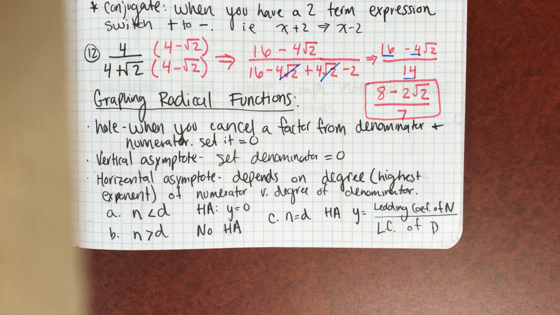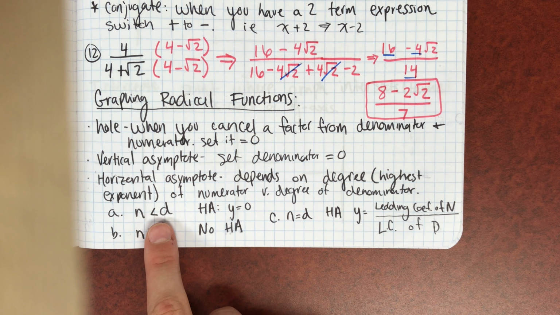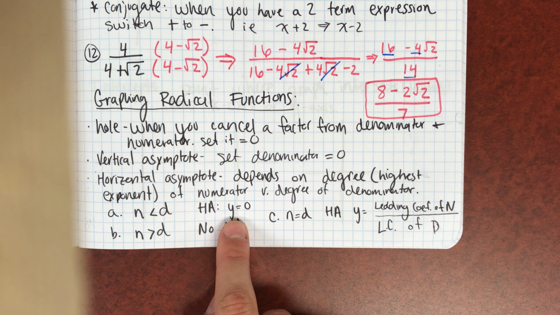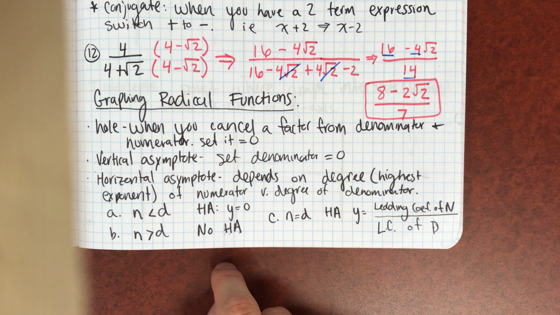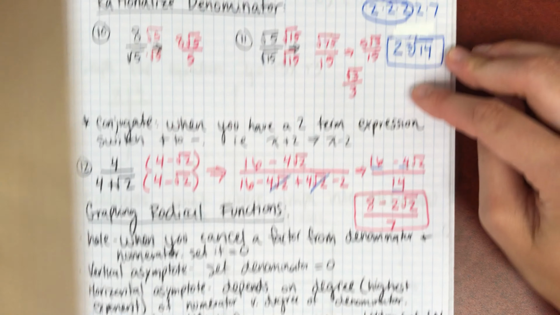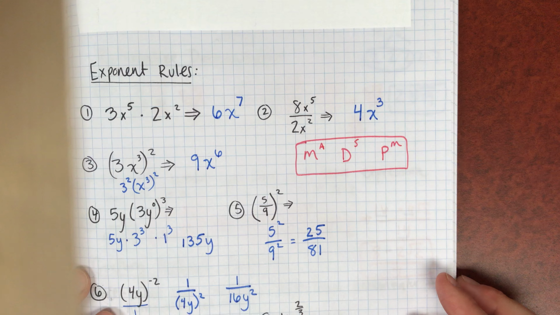Horizontal asymptotes is where things get a little tricky. It's always our numerator degree versus our denominator degree. So if the numerator is less than the denominator, your horizontal asymptote is 0, y equals 0. If it's bigger, you don't have a horizontal asymptote at all. And if they're equal, you're going to take the ratio of their leading coefficients. All right? Okay, so that's just a brief overview over graphing radical functions, rationalizing the denominator, and a few exponent rules.